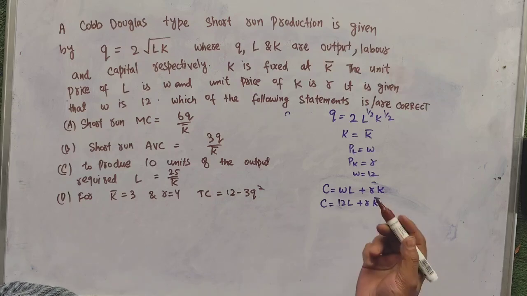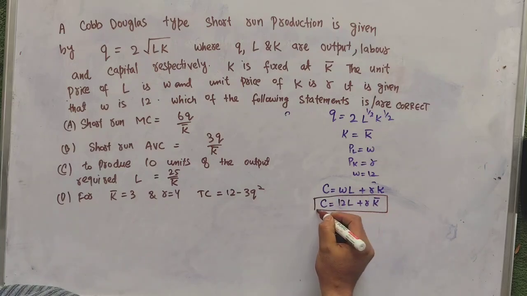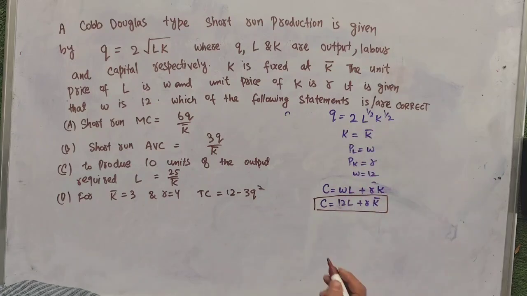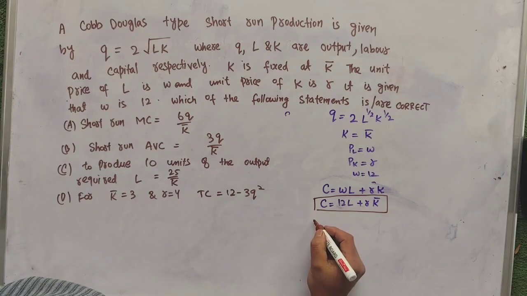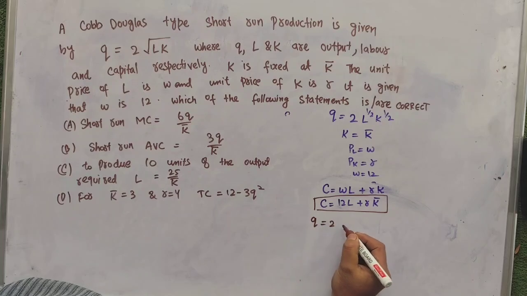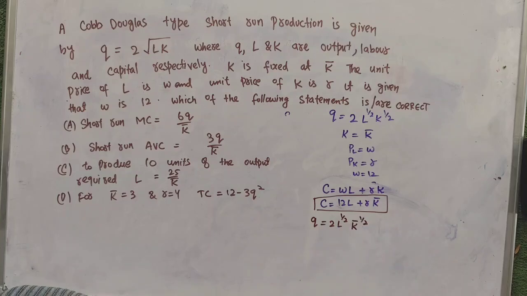So how do we find out the total cost function? What will we do? We solve this Cobb-Douglas production function. Let me see if I have the space. Oh, I have plenty of space. So Q = 2 L raised to power 1/2. Capital is fixed, so we have K bar raised to power 1/2. We need to solve it for L first. So can I write it like this?